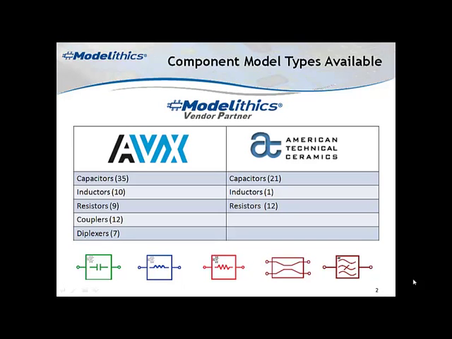As MVPs, AVX and ATC have teamed with Modelithics to develop and promote advanced EDA tools for the benefit of designers using their components. There are currently over 70 Modelithics models available for different types of AVX components, and over 30 for various ATC components.